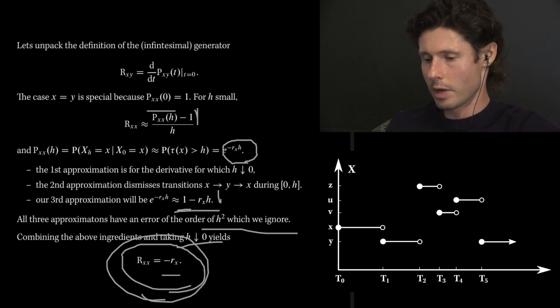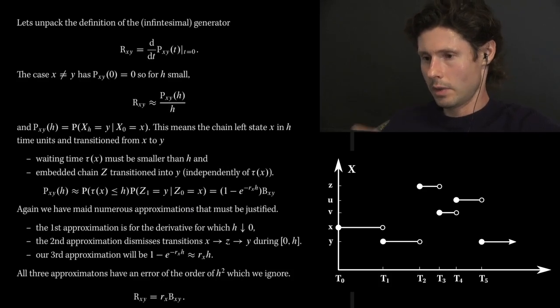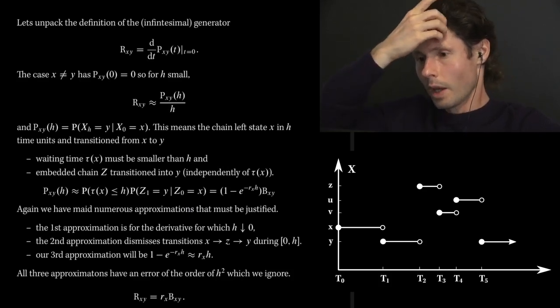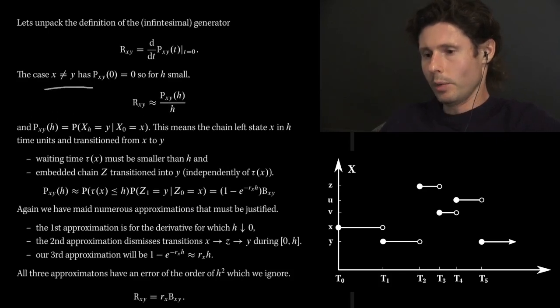So the generator entry XX is the negative of the rate corresponding to that state. Okay, so easy enough. What's next? Next is the other case, which is x not equal to y, in which case we have a simpler formula.